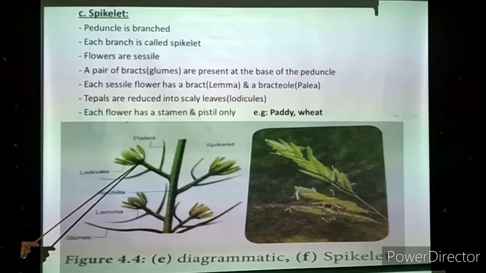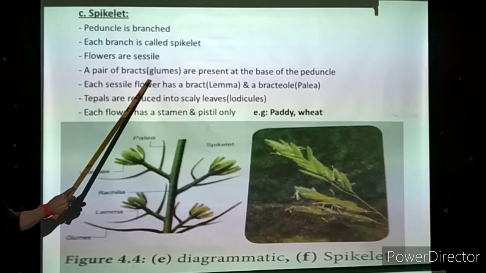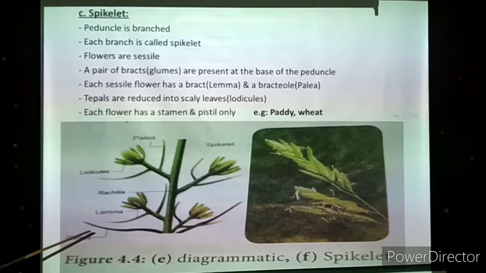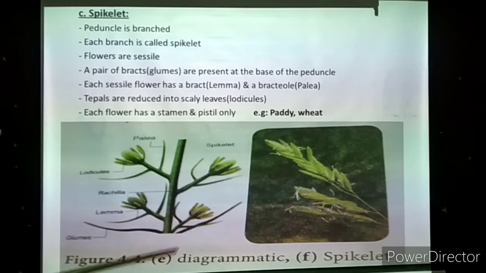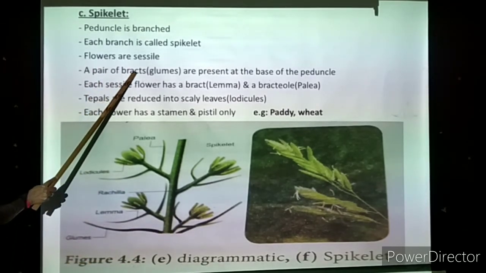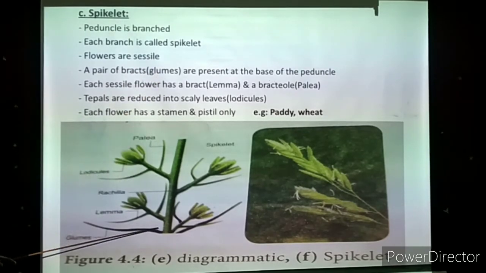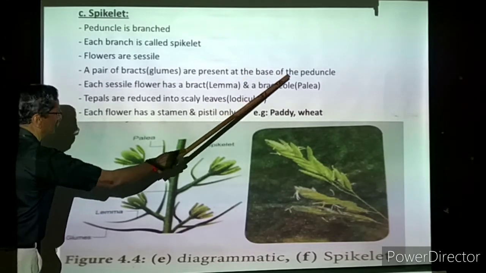Okay, the flowers are present here on the branches. A pair of bracts. The bracts are called glumes. Now this is the branch I told you about, but here you see one long green, slightly flattened structure. Like that, on this side also, a long branch with a flattened green structure. Each one is called a bract. So a pair of bracts, the bracts are also called what? Glumes. Okay, glumes are present at the base of the peduncle.